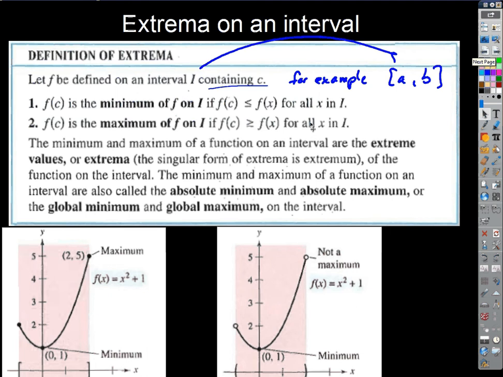So the minimum and maximum of a function on an interval are the extreme values, or extrema. The minimum and maximum of a function on an interval could also be called absolute extrema. So if we're going to restrict this to a specific interval, like for example, for values of x greater than or equal to a and less than or equal to b, when we're talking about a specific interval, then we would use the terminology absolute. Okay, on that interval, I could point to that and say it is the highest value or the lowest value on that interval. It might share it with other points, but there's no other point that's higher on this interval, no other point that's lower if it's a minimum, absolute minimum.